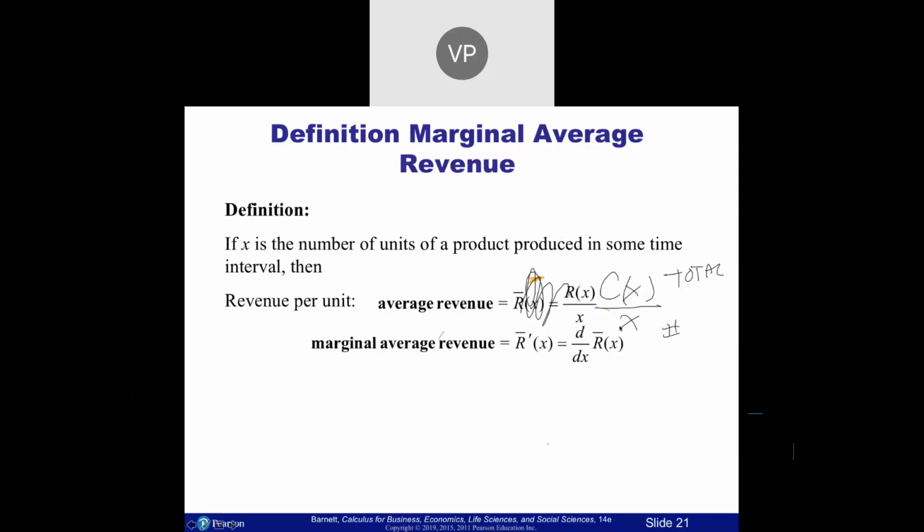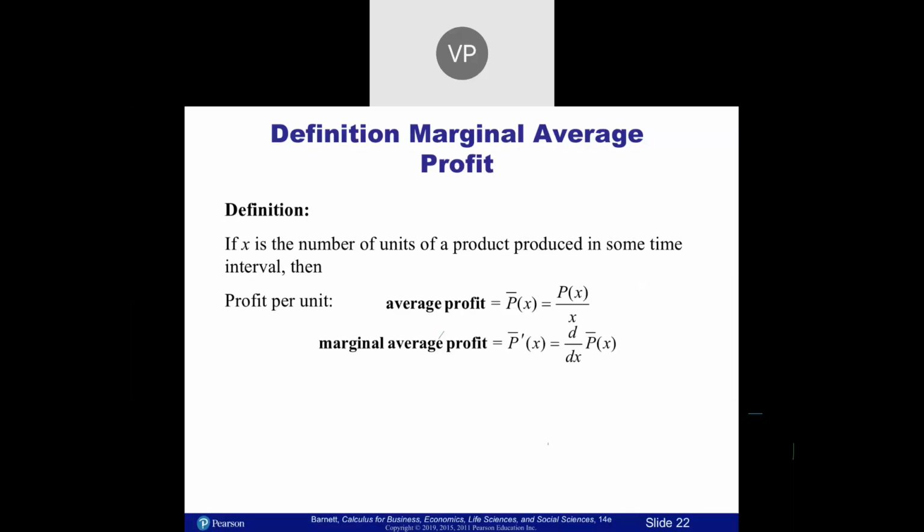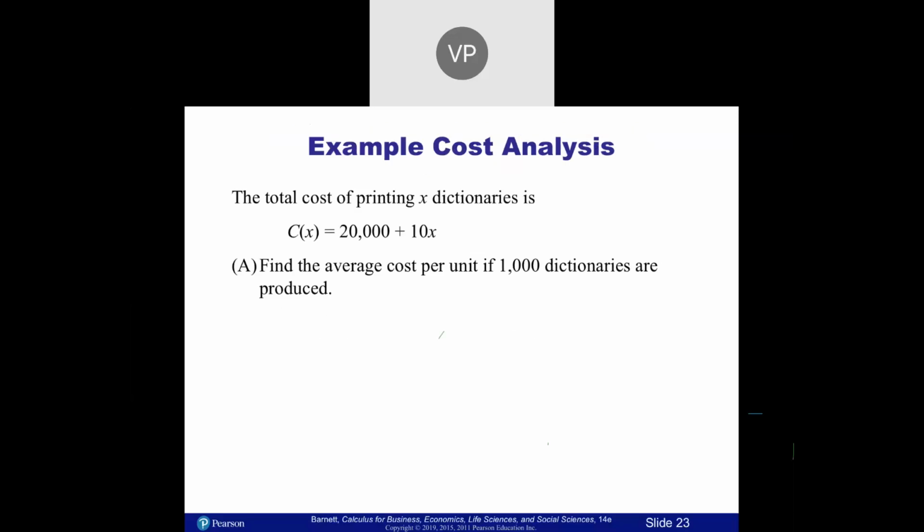So same thing here with the R. Let me get rid of all this now that you see these slides are going to be correct. Your average revenue is going to be the total revenue, R of x divided by x, and the marginal average revenue is that derivative. The average profit is the total profit divided by x. Your marginal average profit is the derivative of that. Okay, so let's get to some examples so you can see how this works here.